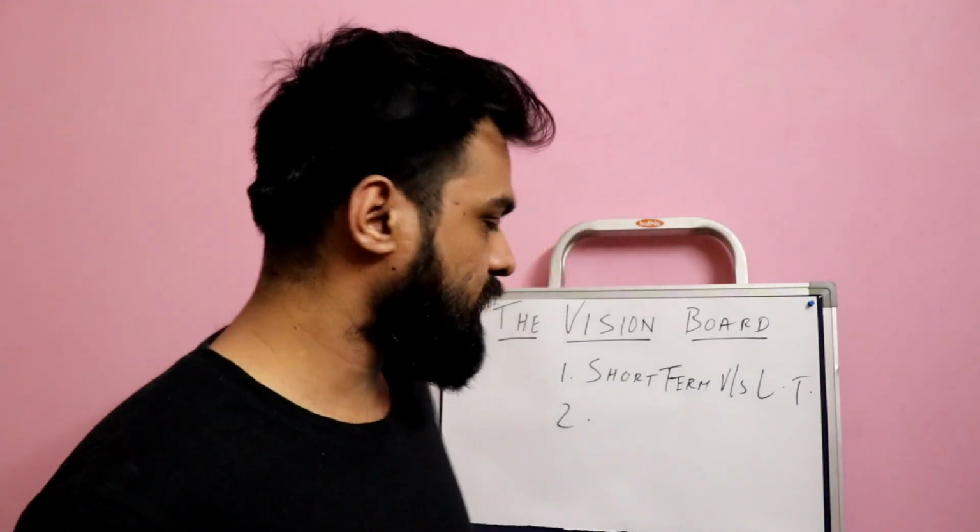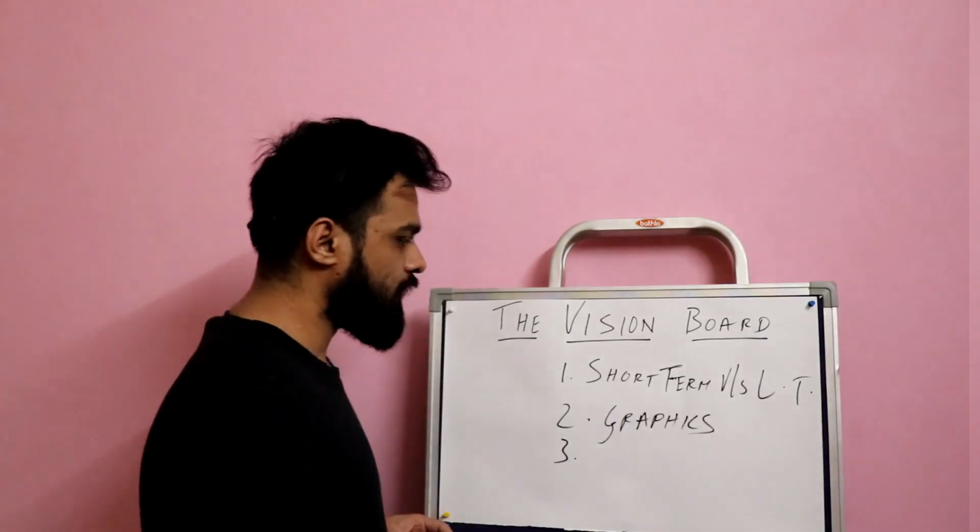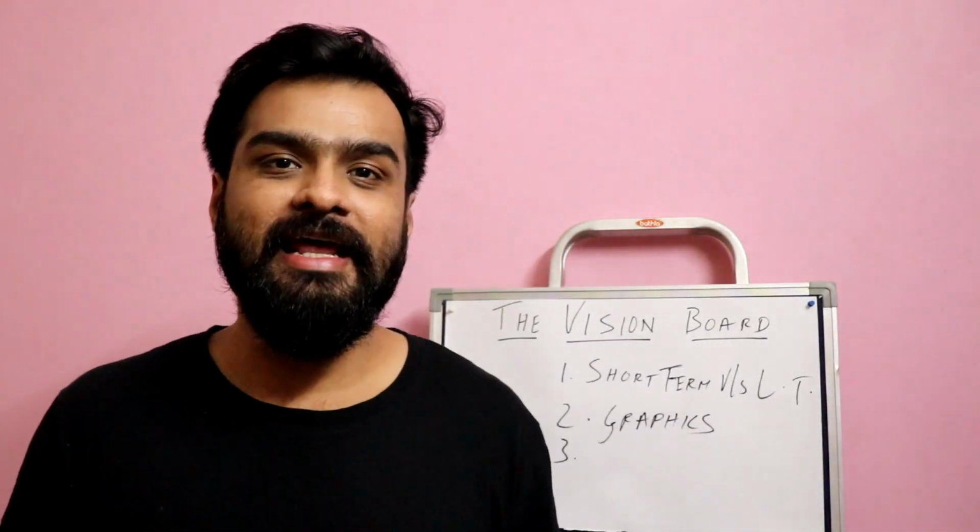Coming to the second point, the graphics that go into it. What do I mean by the graphics? Now, when you're making your vision board, it can't be only words. Make sure you use the right pictures. For example, the easiest one, if you want to travel to a certain destination, make sure the name of the place along with the picture is up on the vision board, so that the visual becomes better.